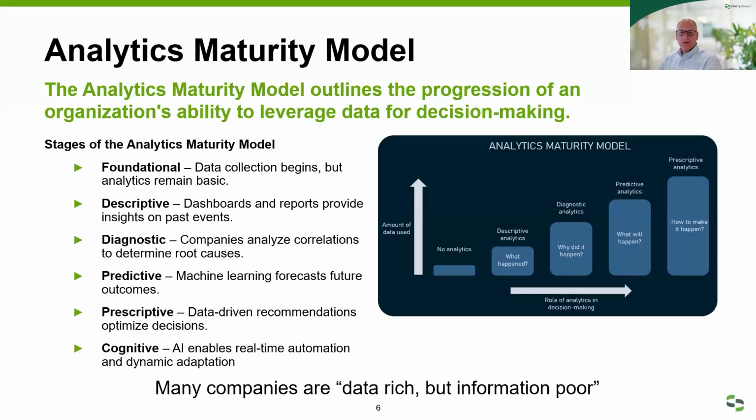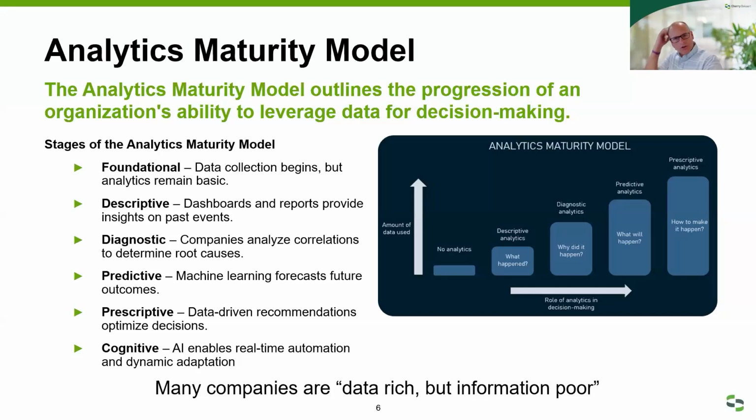Diagnostic. This is where companies move beyond basic reporting and determine why something happened. So maybe root cause analysis or deeper analytics and correlations. Up to this point, it's been primarily looking backwards or at history. Then we move into predictive, which is where organizations leverage machine learning or statistical models to forecast what could happen. Then we move into prescriptive, which is recommendations of how to improve outcomes, optimizing business strategies. And then finally, cognitive, which is fully autonomous, AI-driven, real-time decision-making, allowing businesses to adapt dynamically in changing conditions.